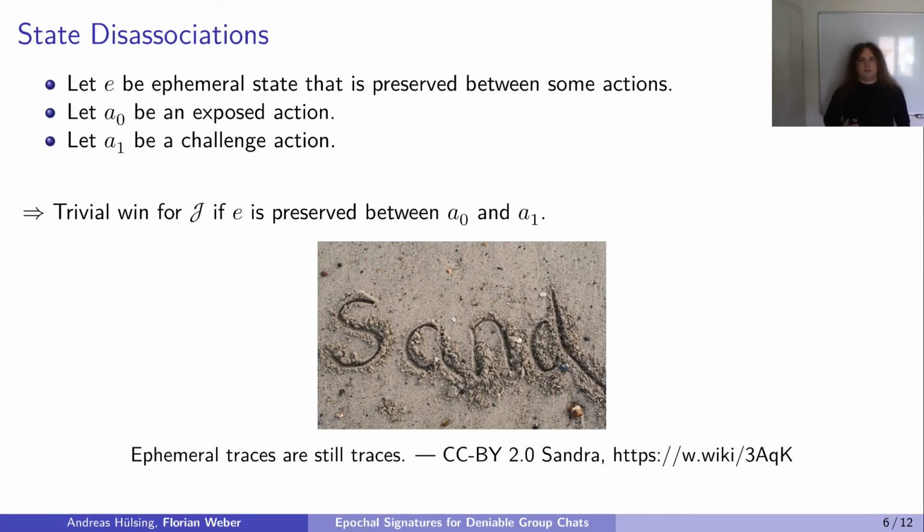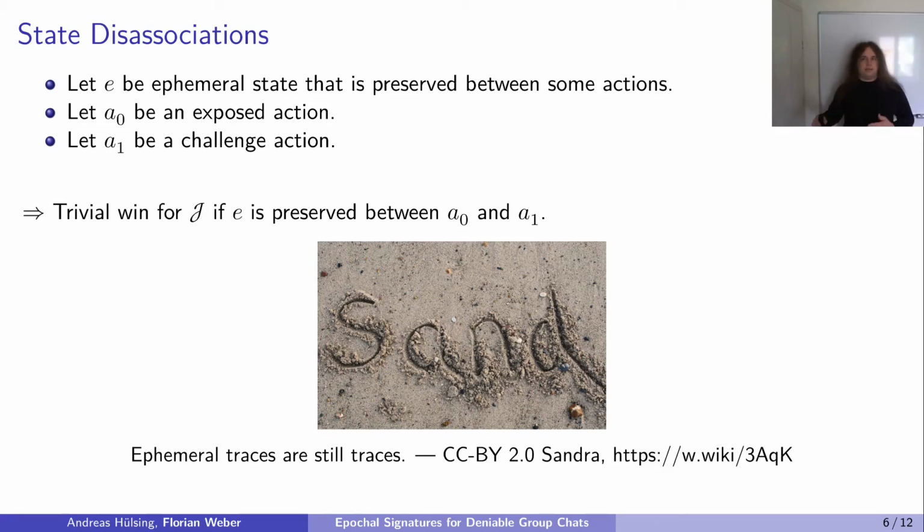Now, there is one kind of attack that in many schemes is very hard to prevent. And that is, there might be some state in the protocol that is preserved among successive actions. This might, for example, be some form of an ephemeral key used to encrypt some messages. If this state is preserved between exposed and challenge actions and is used in such a way that a judge can detect whether these keys match, or these states match, then this allows for the trivial attack. The judge simply checks whether the values between the exposed and the challenge actions are compatible.